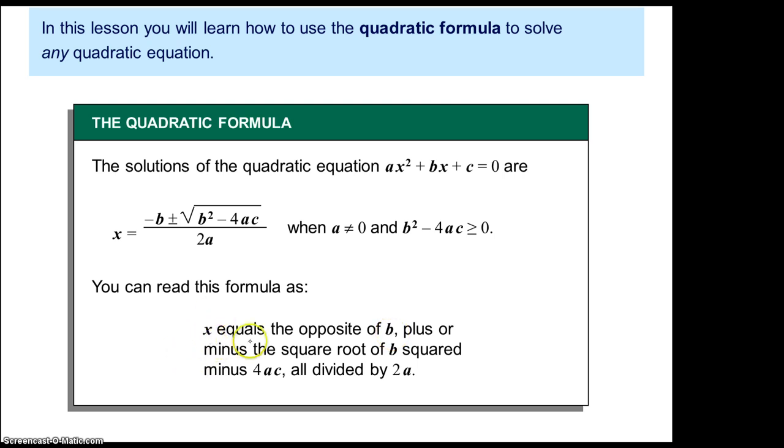This is how we read it. x equals the opposite of b, or negative b, plus or minus the square root of b squared minus 4ac all over 2a. Okay, so there's your flashback, and today we're going to do some notes with this.